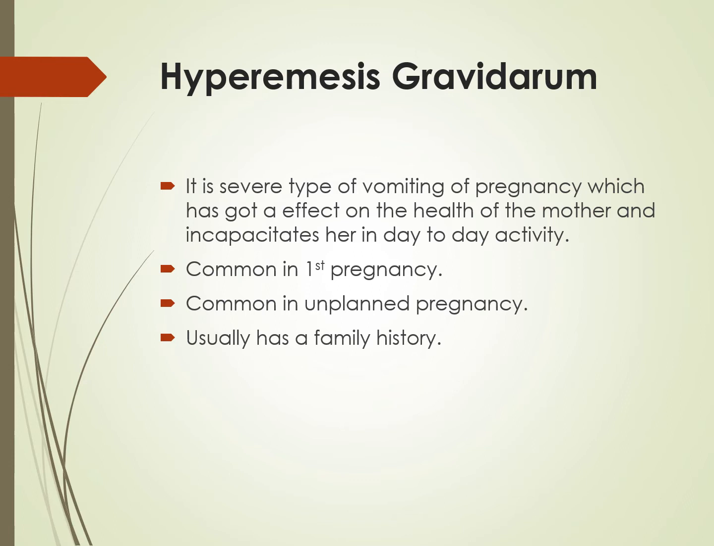And as of course, in many conditions we say that there is a family history. Similarly here, there is a possibility of a family history. Like the woman's mother might also have had this hyperemesis gravidarum in her pregnancy. So usually we can say it's the first pregnancy which can be the reason. It is also an unplanned pregnancy. And of course, with a family history.